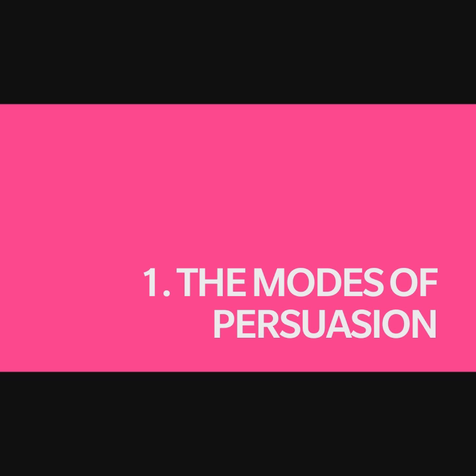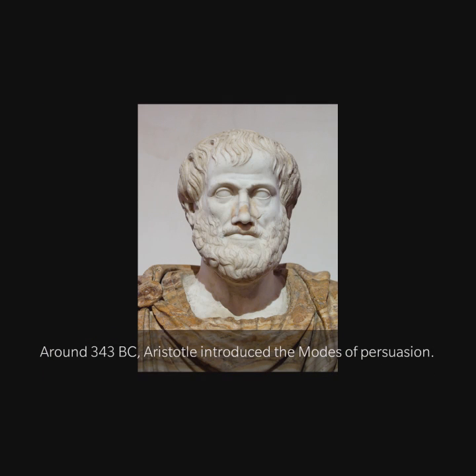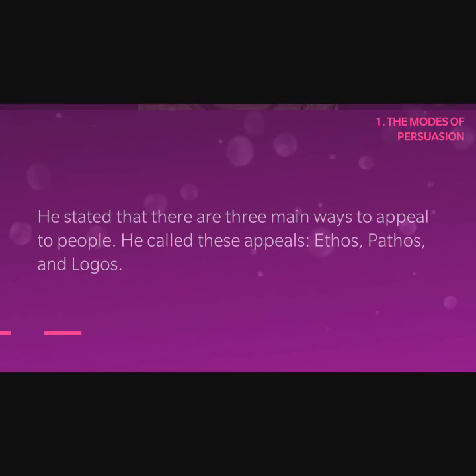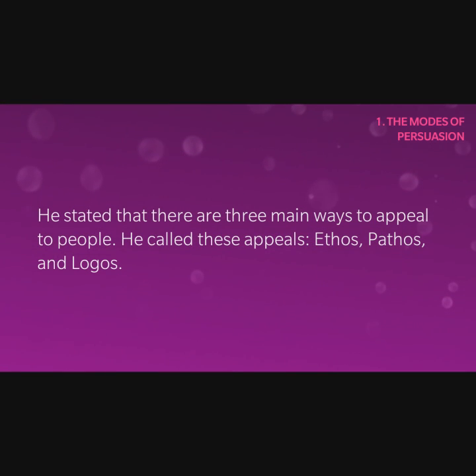I'm going to talk first about the modes of persuasion. These were created by Aristotle in 343 BC. Aristotle was a Greek philosopher, teacher, and writer. He stated that there are three main ways to appeal to people. He called these appeals ethos, pathos, and logos. Now, if you don't know what those words mean, you will shortly.